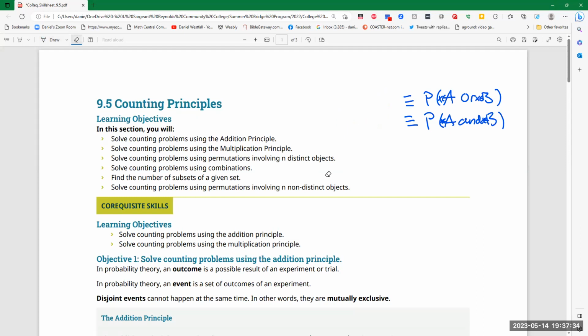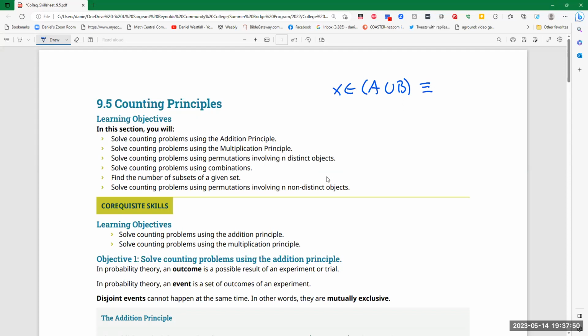Apologies for changing my mind on how to say this, but saying that X is an element of A union B is equivalent to saying X is an element of A or X is an element of B. Saying that X is an element of A intersect B is logically equivalent to saying X is an element of A and X is an element of B.